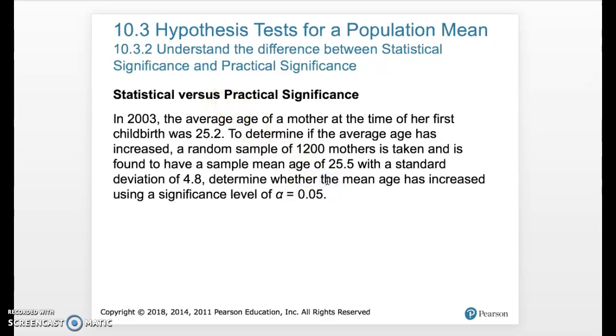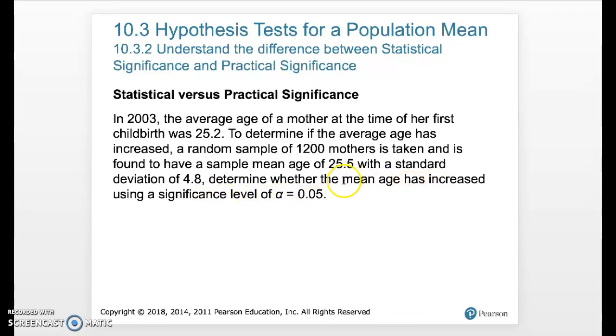They tell us that in 2003, the average age of a mother at the first time of her childbirth was 25.2. To determine if the average age has increased, a random sample of 1,200 mothers is taken and is found to have a sample mean age of 25.5 with a standard deviation of 4.8. Determine whether the mean age has increased using a significance level of alpha equals 0.05.